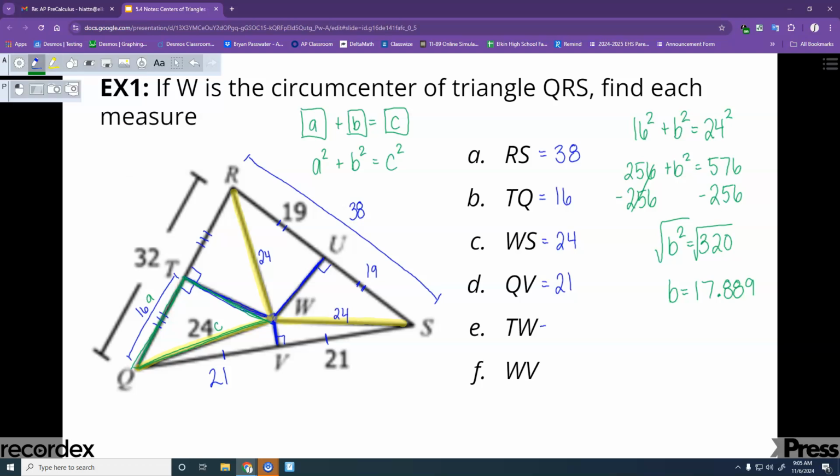So TW is 17.889. Those are the hardest ones you'll get for these where you have to do that Pythagorean theorem. All right, and then we've got WV. Let's see if that's a hard one. Yep, WV is going to be another hard one. Because WV is this little piece right here. It's not equivalent to anything, but how could we find it?